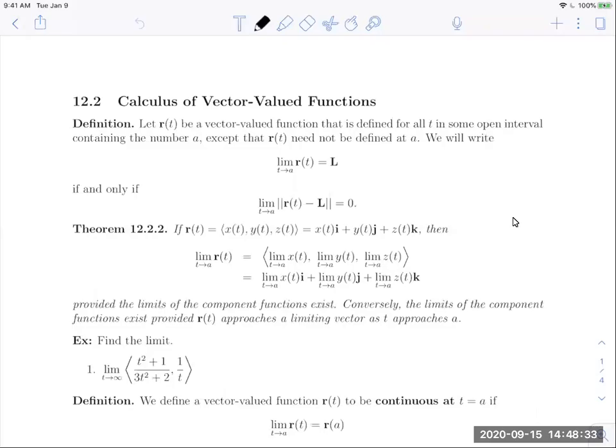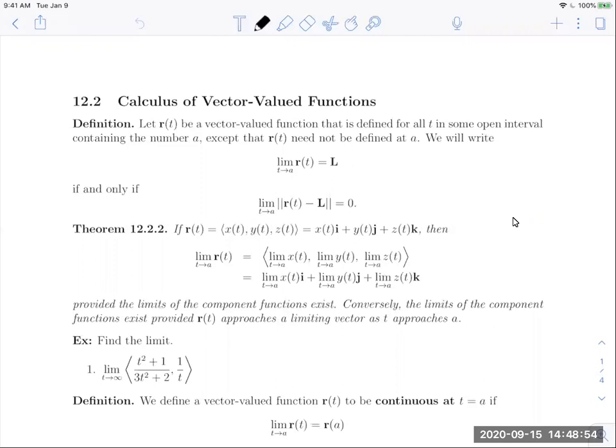In section 12.1, we learned about vector valued functions and how to work with them. In section 12.2, we're going to talk about how to compute calculus on these vector valued functions. So we're going to start with limits, work our way to derivatives, and then we'll also discuss integration on these vector valued functions. So to begin, let's talk about limits.